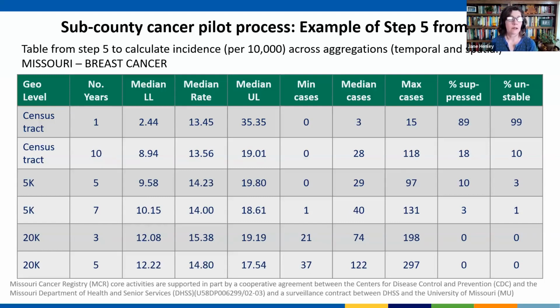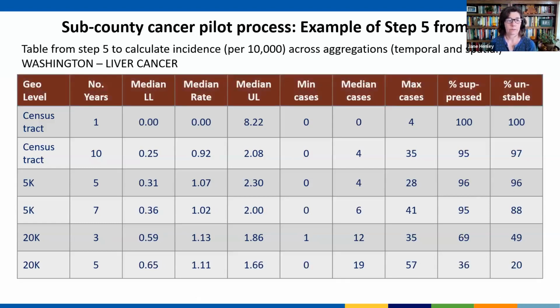And here we have breast cancer again for Missouri. Breast cancer is a little bit more common than lung cancer. And so you can see that we can also look at the 5K aggregations. Next slide, please. And here we have Washington and liver cancer. And again, you can see even at the largest spatial and temporal aggregation, the 20K and 5-year aggregations, still more than a third of the data are suppressed and about a fifth are unstable. Next slide, please.